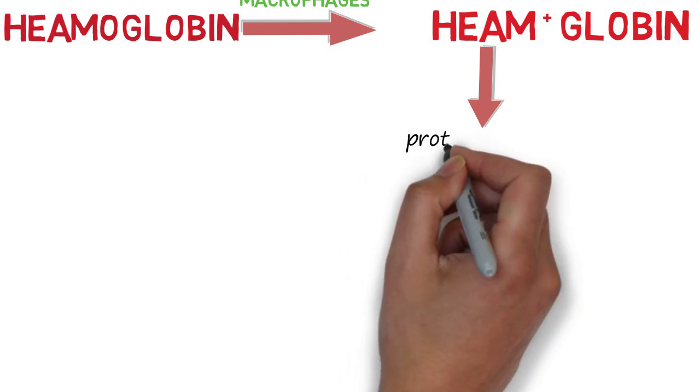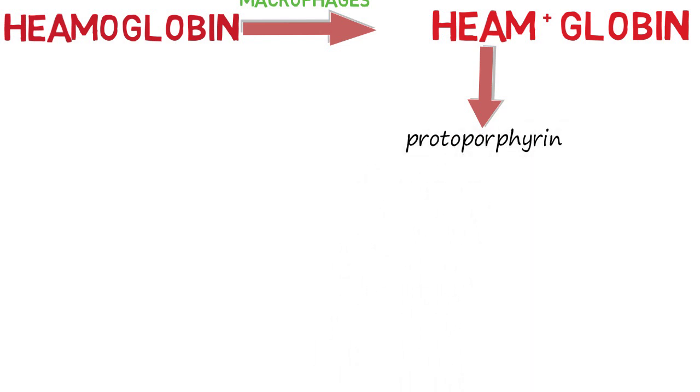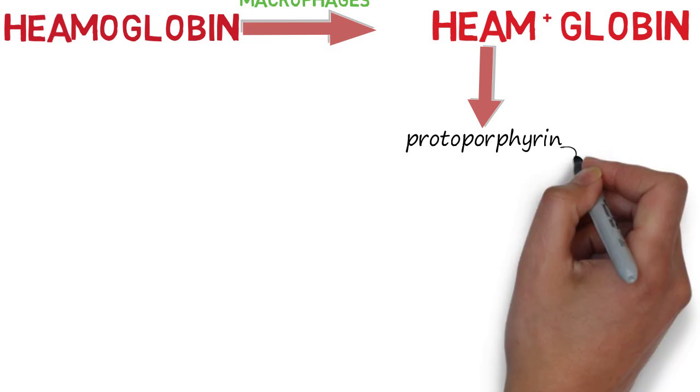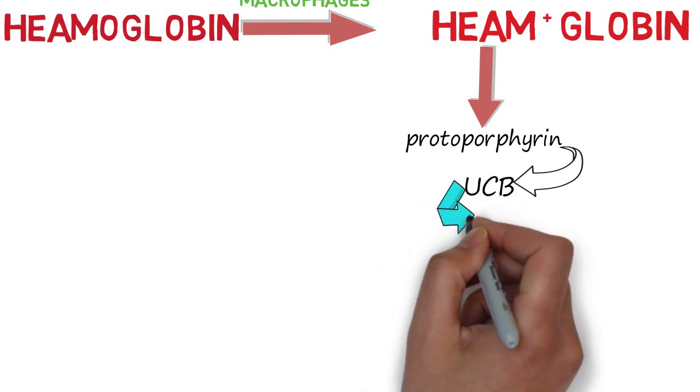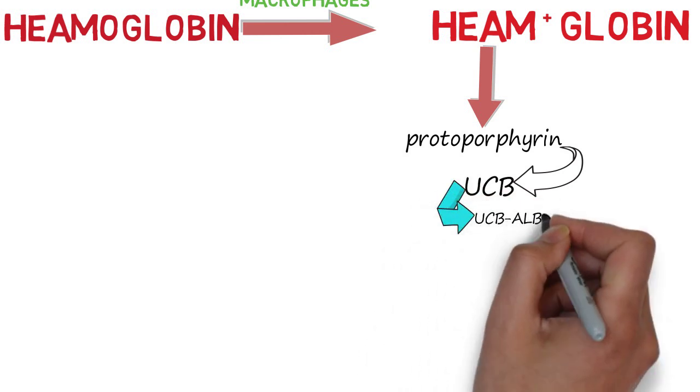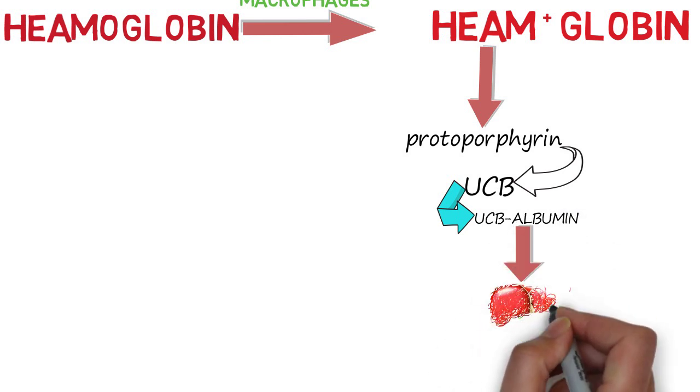metabolism. This heme is first of all converted into a molecule called protoporphyrin, and the protoporphyrin is further converted into a molecule called unconjugated bilirubin. So this is the point where the unconjugated bilirubin is produced, and we all know that the unconjugated bilirubin is produced from protoporphyrin. This unconjugated bilirubin is bound to albumin and is transported via the blood into the liver.